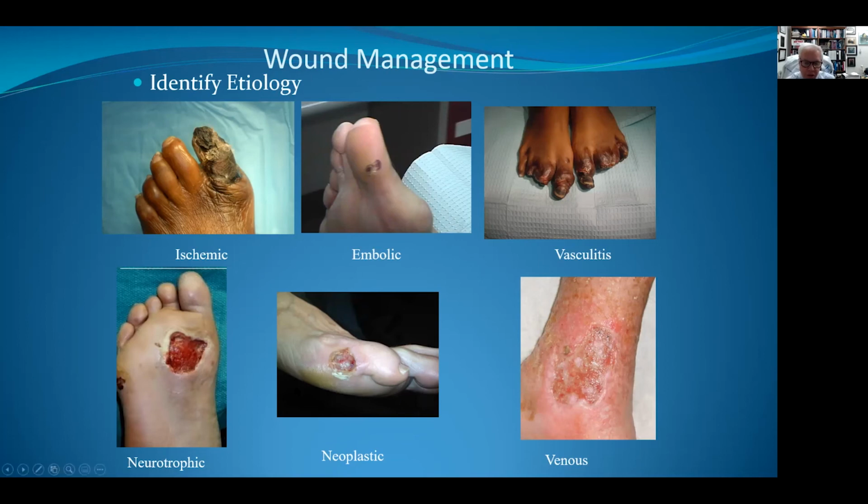Here's another patient that was sent in by an internist, pre-diabetic, 60-something years old at the time, said pre-diabetic ulceration on the foot, therefore this must be neurotrophic, it must be a diabetic ulceration. Examination of this foot found bounding pulses, no neuropathy. The reason why this lady had an ulcer there had nothing to do with her pre-diabetes. This was a melanoma. This was an amelanotic melanoma.